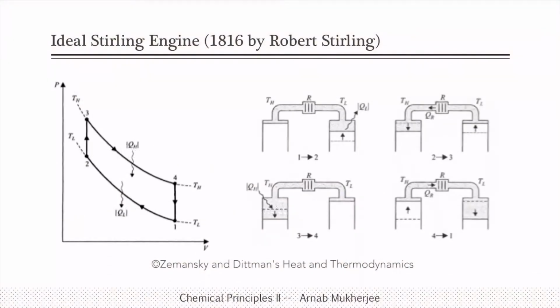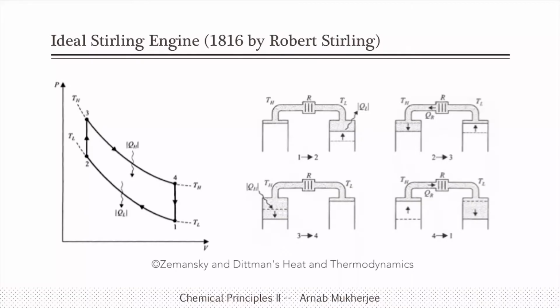Here we are showing the Stirling engine cycle for an ideal system, assuming that there are no losses due to friction or any other things. How does this ideal Stirling engine work?